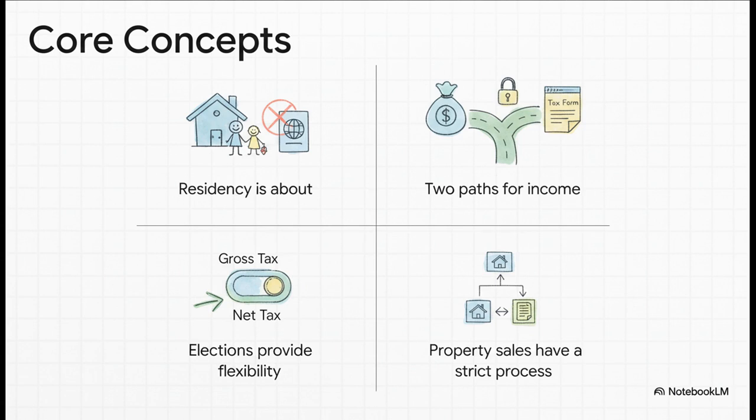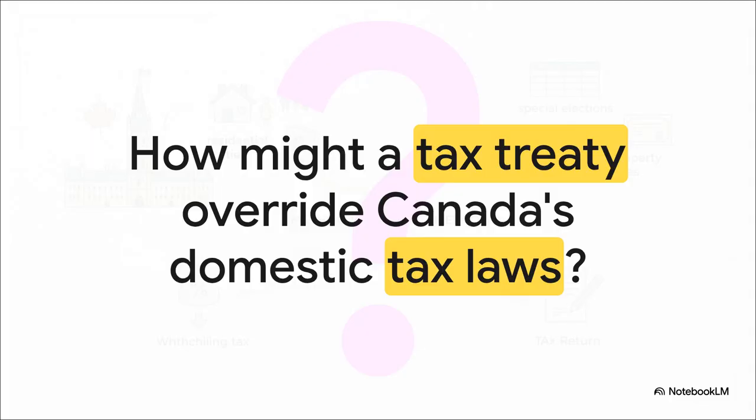Third, know that these special elections, like 216 and 217, exist to give your clients flexibility and save them a lot of money. And finally, never ever forget the strict multi-step process for property sales. Missing a step here can be incredibly costly. And that brings us to our final thought for today.